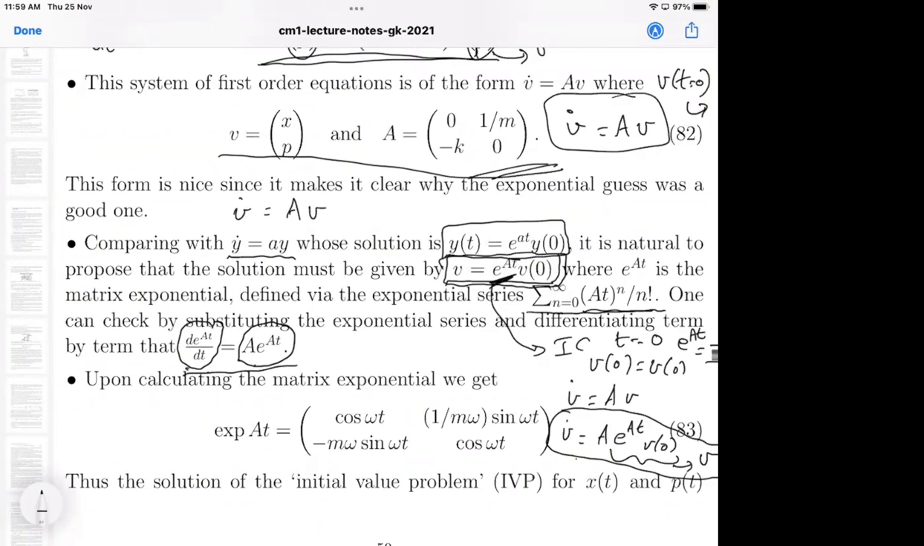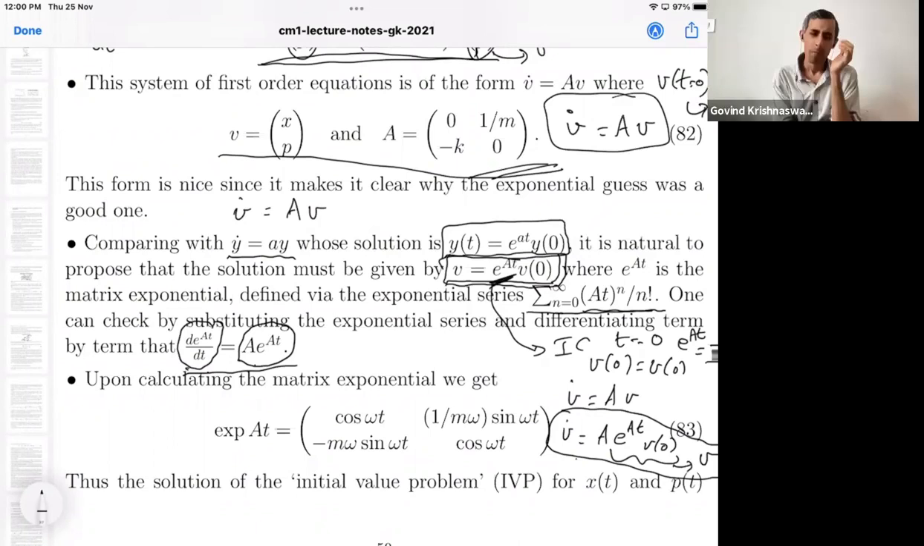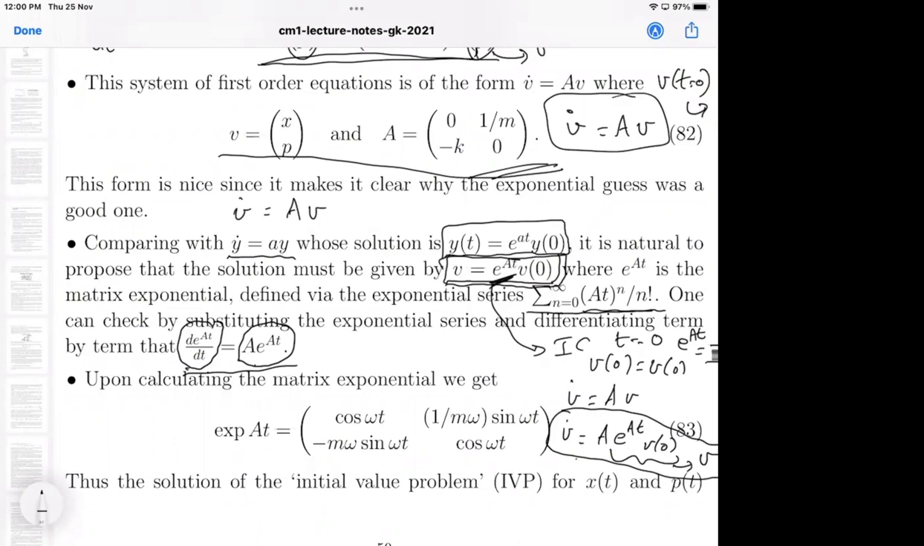And as for it being the unique solution, because it's a 2 by 2 matrix, each of those 4 components is like the same reasoning you use for y dot is equal to AY. You can use it for each of these 4 components to say that the solution is unique, right? Okay. In a rough way, yes, that is true.